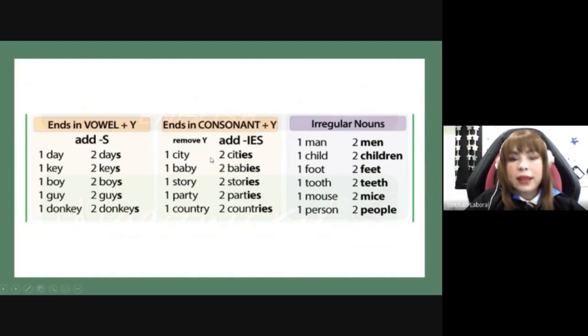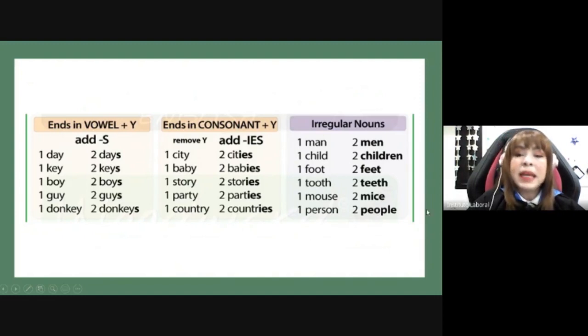But when the word ends in a consonant plus Y, we need to remove the Y and add I-E-S, the extra syllable. Then we have city. Here we have a consonant, the letter T, and the Y. What do we need to do? Remove, drop the Y and add the I plus the extra syllable. Then you say a city, two cities. A baby, two babies. One story, two stories. One party, two parties. One country, two countries.